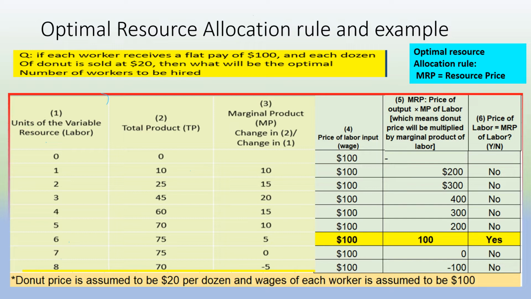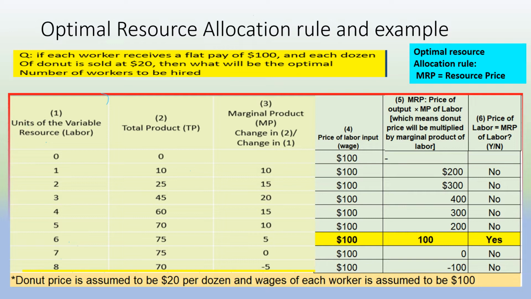Similarly, for the second worker, the marginal product is 15. How? The difference between total product when only 1 worker worked, 10 dozens of donuts, and when 2 people combined produced 25 dozens of donuts, is 15 dozens, divided by the change in workers, which is 1. So 15 divided by 1 is 15, the marginal product of the second worker. Here 20 divided by 1 is 20, which is the marginal product of the third worker, etc.